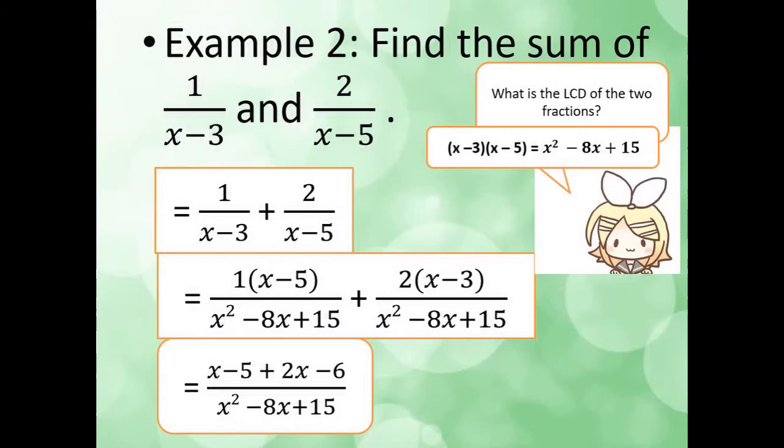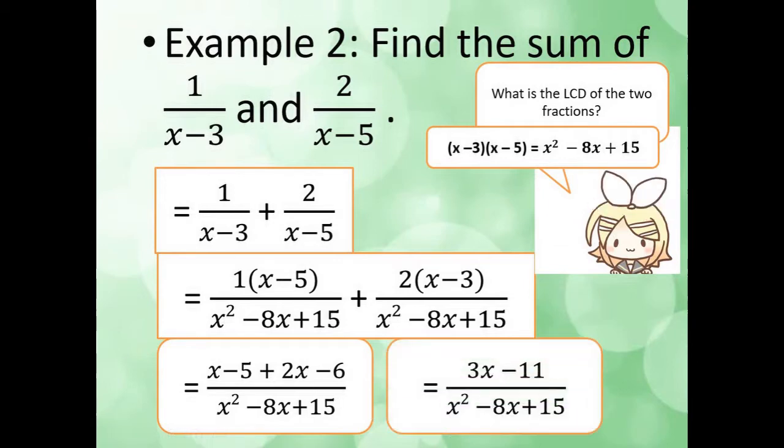So you add the like terms. x plus 2x is 3x. Negative 5 minus 6 is negative 11. So that becomes (3x - 11) all over x squared minus 8x plus 15.